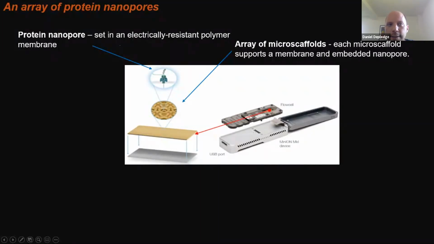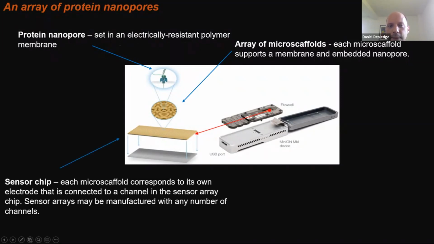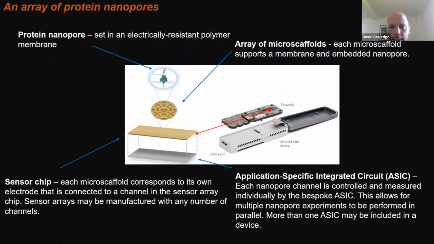Within this membrane you then have an array of microscaffolds, where each of the scaffolds supports a membrane and its embedded nanopore. And then you also have a sensor chip associated with each of these microscaffolds, which means that you have individual control over every single nanopore that you have embedded within the wider membrane. And what this means is that you can monitor what each nanopore is doing individually at each time. And this is controlled by something called an ASIC, and we don't need to go into that in great detail.